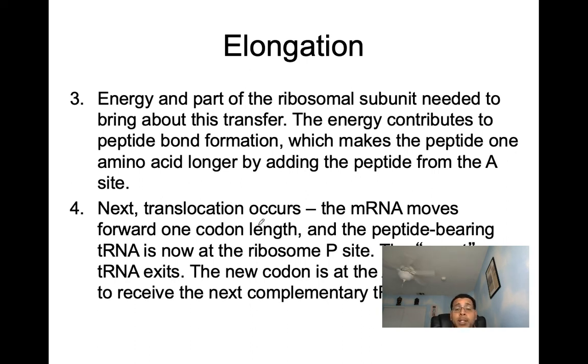Next, then, translocation is going to occur. The mRNA moves forward one codon length, and the peptide-bearing tRNA is now at the ribosome's P site. The spent tRNA is going to exit then. The new codon then is going to move to the P site. And then the A site is going to be empty and ready to receive the next complementary tRNA.